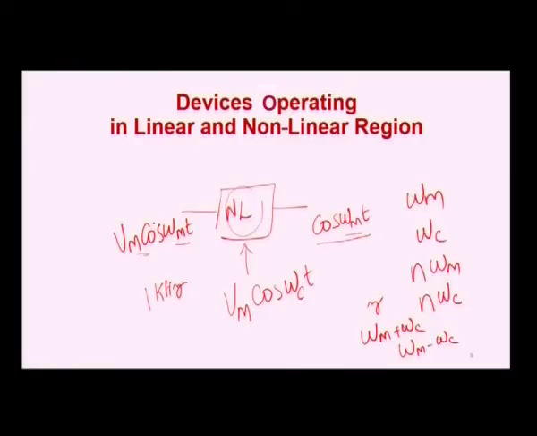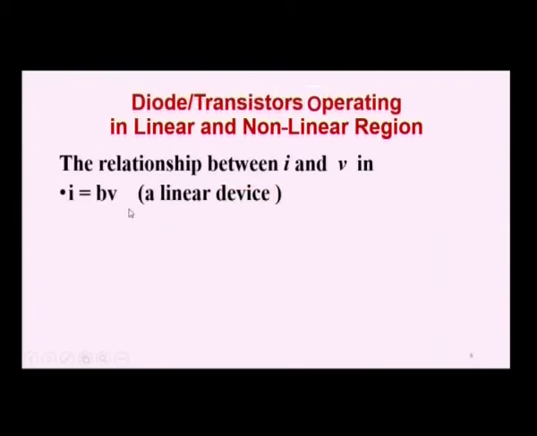We are going to apply this concept in generating a double sideband suppressed carrier. If we consider a diode or a transistor that operates in the linear region, then if you apply voltage V, the resultant current will be I, and the relationship between the current and voltage will be given by I equal to BV if it is a linear device.